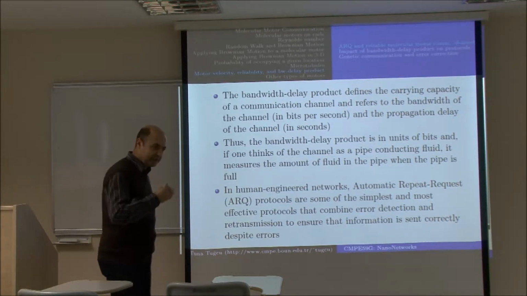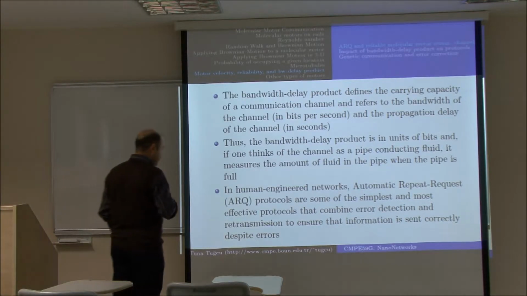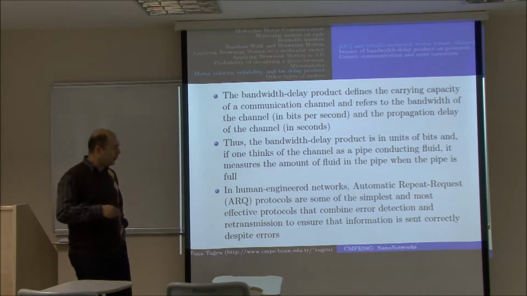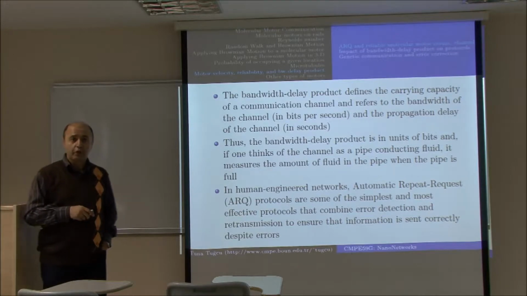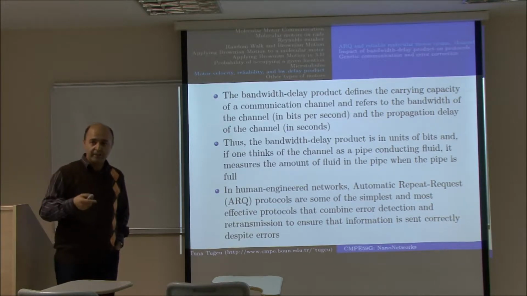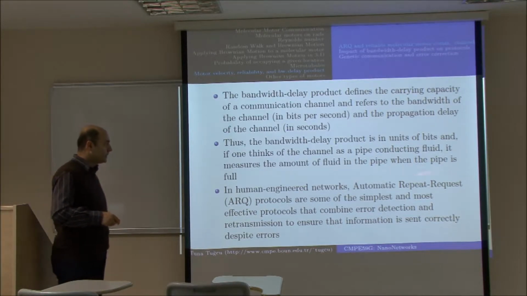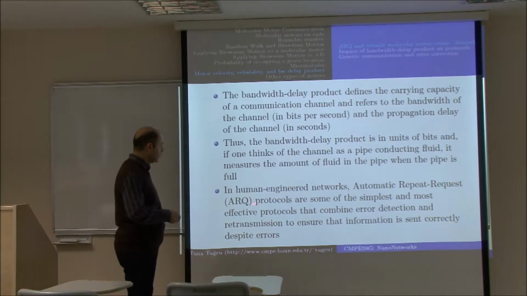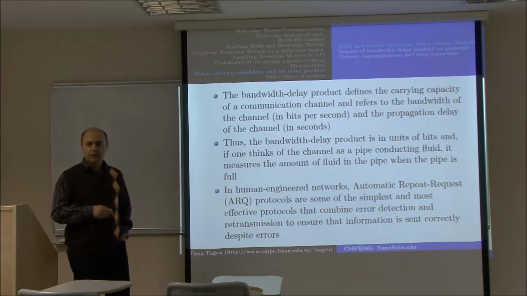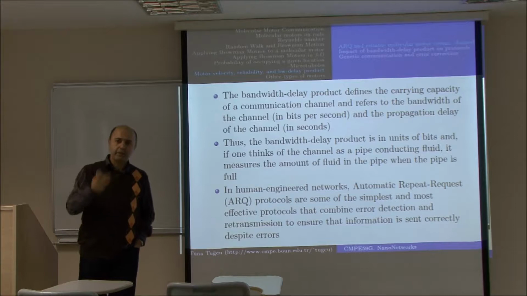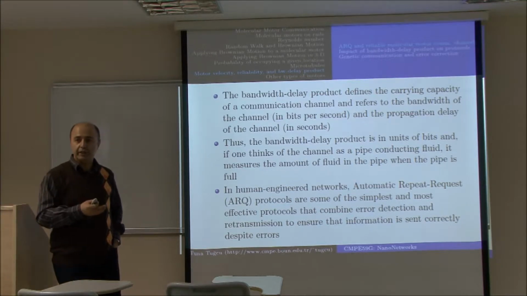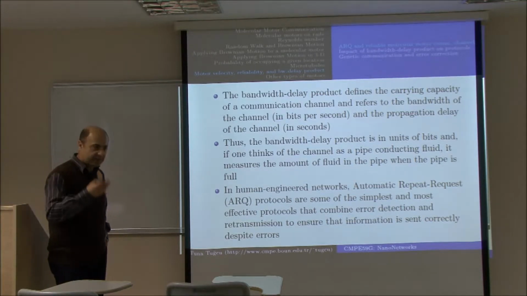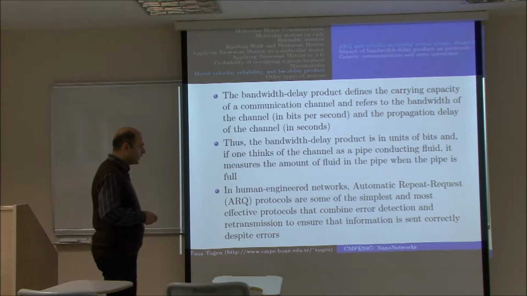Okay, so these are problems that need to be addressed. In human engineered networks, to cope with these errors, we apply the automatic repeat request, which is in short known as ARQ. It's a family of protocols. There are many variations of ARQ, okay? But with similar ideas in mind.